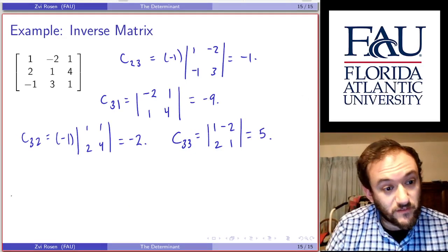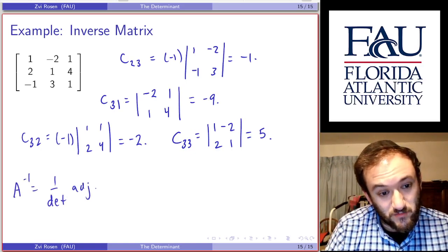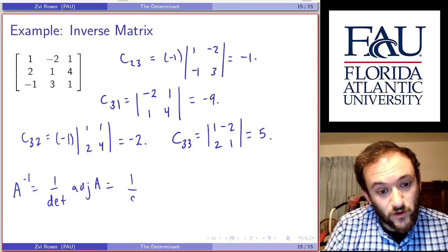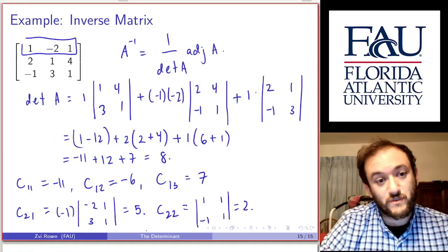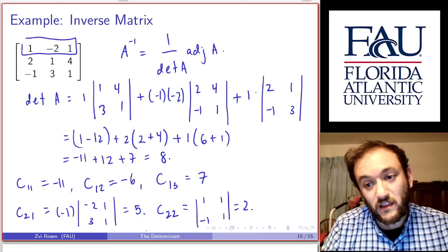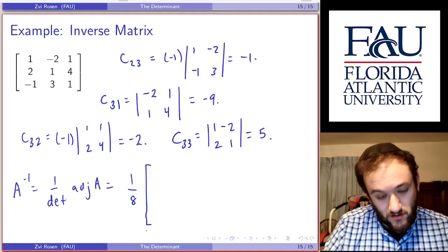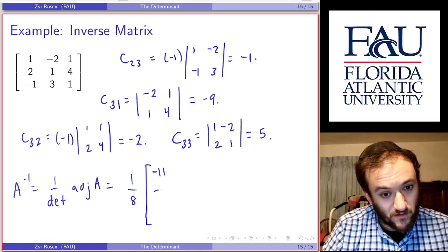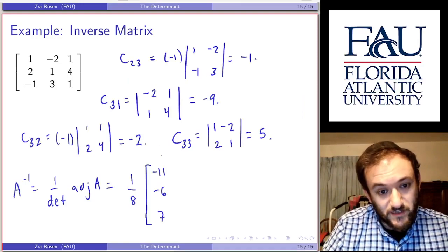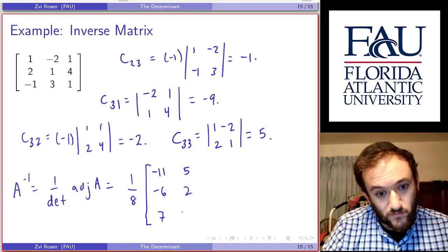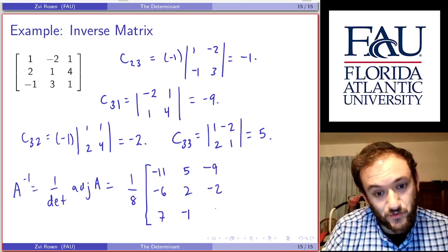Now to use the formula for our inverse matrix, we have A inverse equals 1 over the determinant times the adjugate matrix. So we have 1 over 8. And now as we enter the cofactors we've computed, we enter them according to columns because we have to do the transpose. So we have -11, -6, and 7. 5, 2, -1. And -9, -2, and 5.